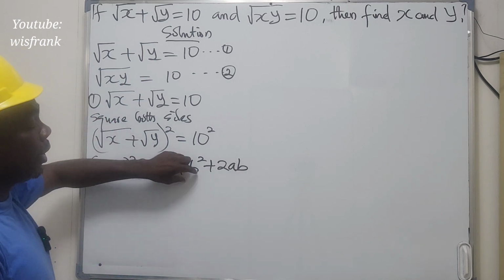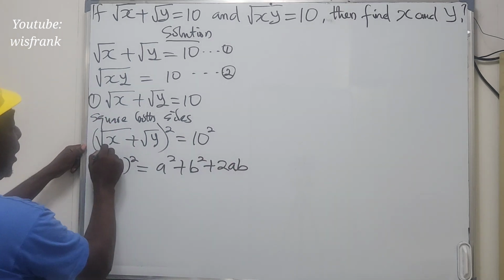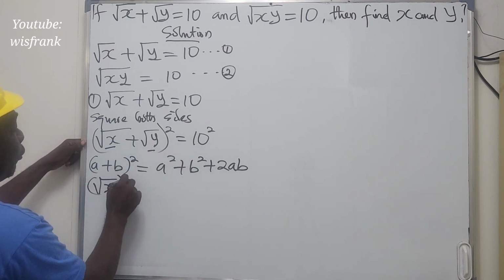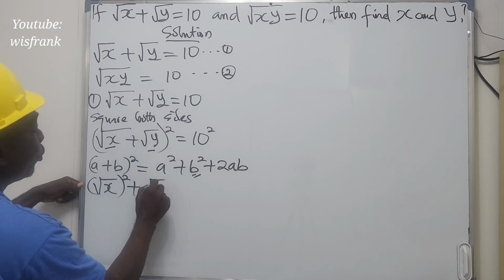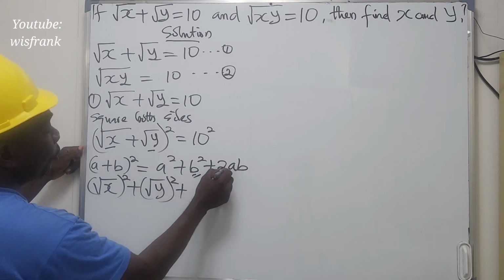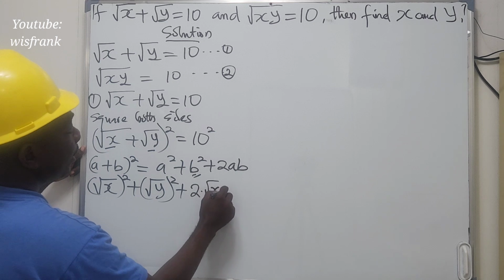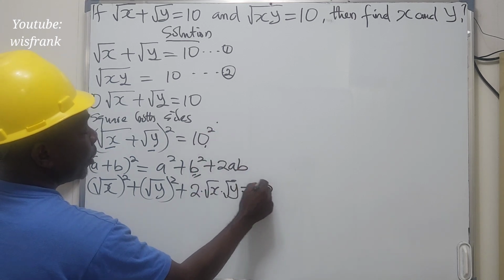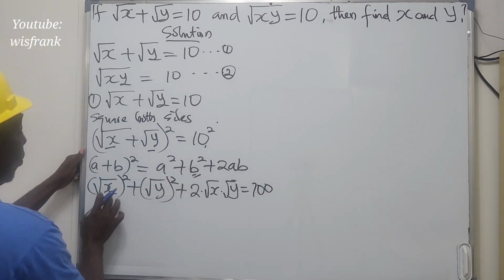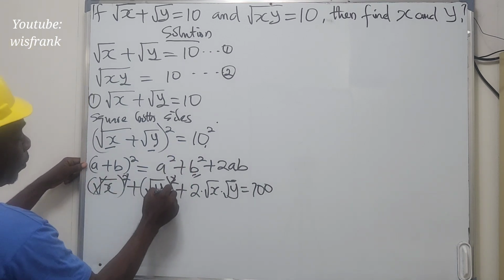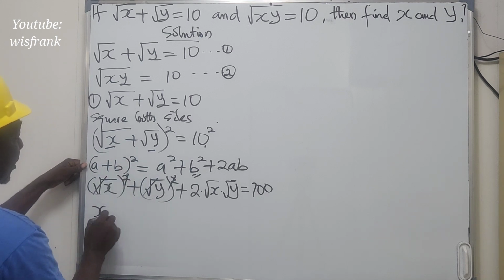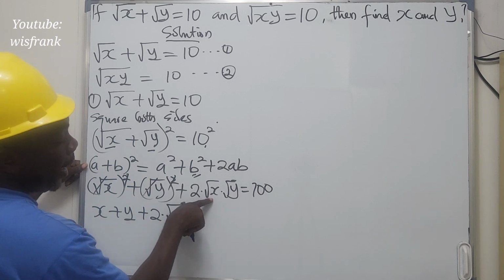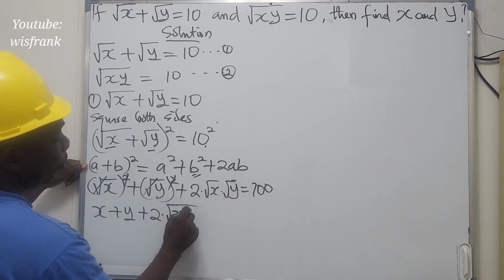So expressing this in this format, because this is our a and this is our b, this will give us root x to the power of 2 plus root y to the power of 2, then plus 2 times root x times root y, which equals 10 to the power of 2, which is 100. So from here, we can see that the 2 and the square root cancel each other. We are now left with x plus y plus 2 times root xy equals 100.